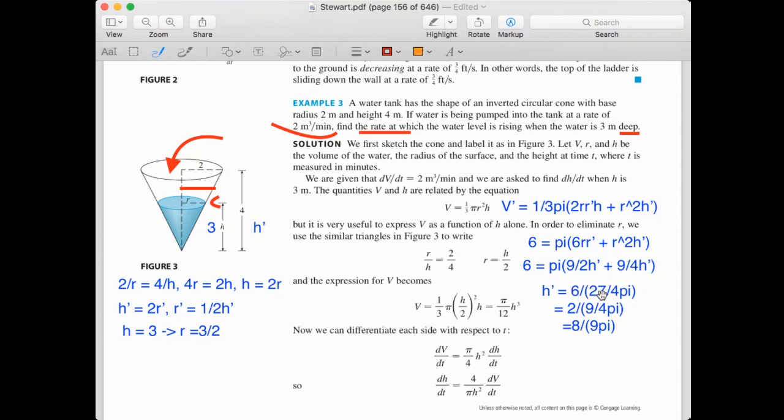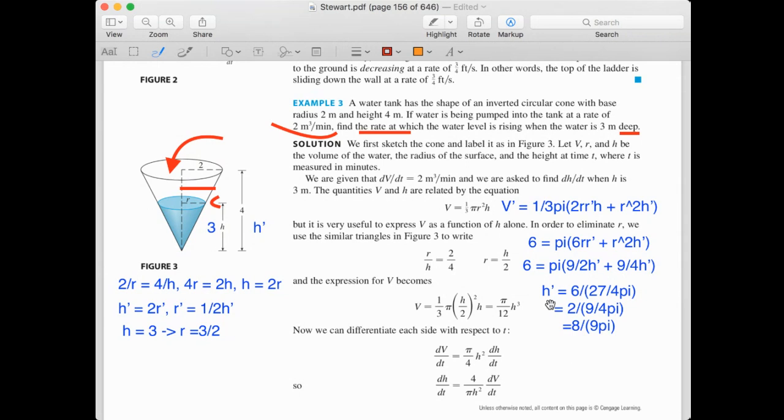Then 6 and 27 have a common factor of 3, so I divide by 3. I simplify to be 2 over 9 over 4 pi. Now 2 divided by 9 over 4 pi is the same as 2 times 4 over 9 pi. So 2 times 4 is 8 over 9 pi. I think this is right. Okay, 8 over 9 pi. So that's our answer for h prime.